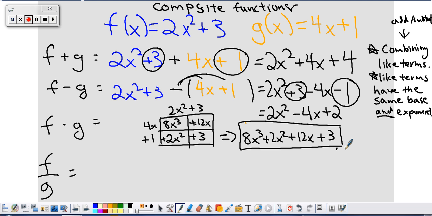Now the very last one is f over g, division. That's 2x squared plus 3 over 4x plus 1. About this, most of the times you really can't do much division. In fact, if there's nothing you can factor out, then there's really no reason to simplify this any further.